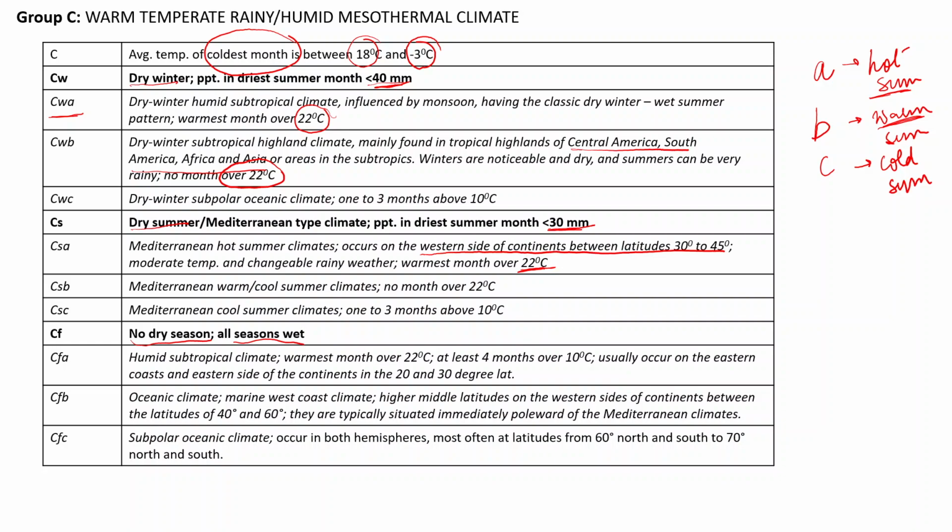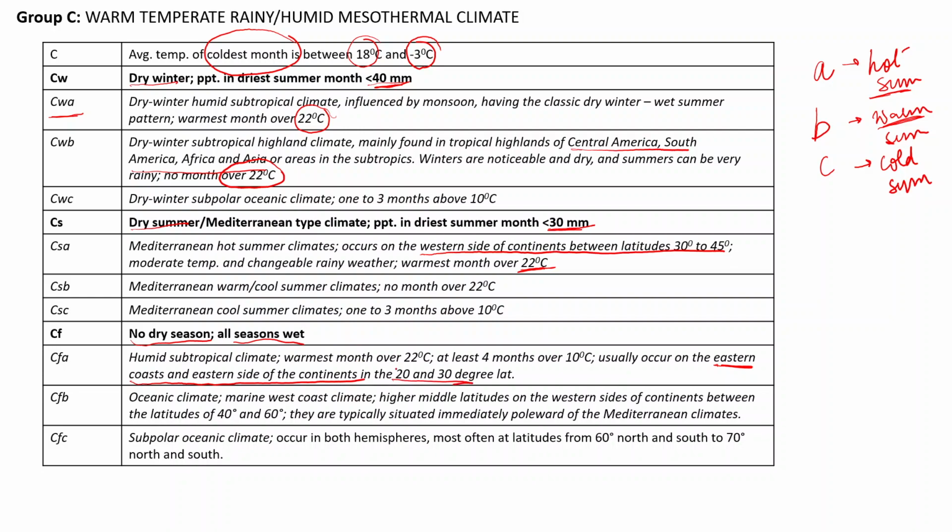CSB is the Mediterranean warm summer climate, and no month is over 22 degrees Celsius, while CSC is the Mediterranean cool summer climate, with 1 to 3 months above 10 degrees Celsius. CF is all wet seasons, meaning very high rainfall. So CFA, humid subtropical climate, has the warmest month over 22 degrees Celsius, and at least 4 months over 10 degrees Celsius. They usually occur on the eastern coast and eastern side of the continents in 20 to 30 degree latitude.